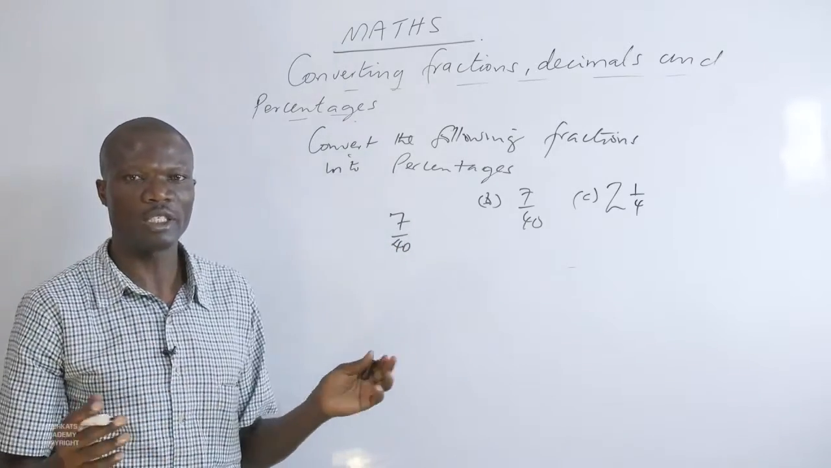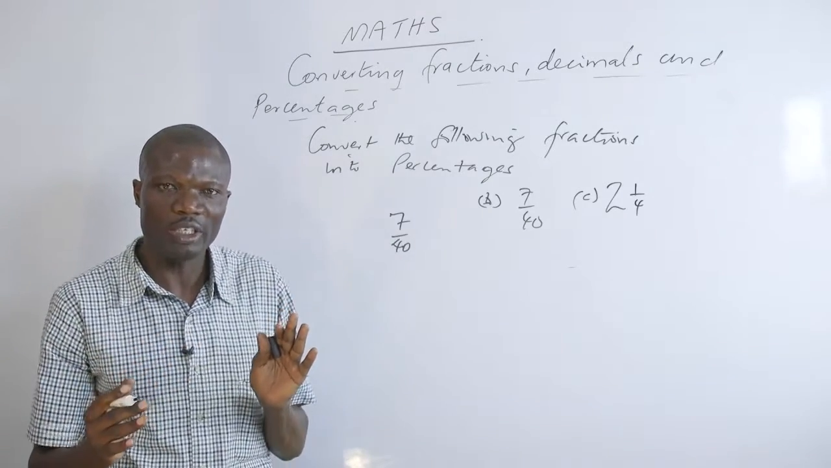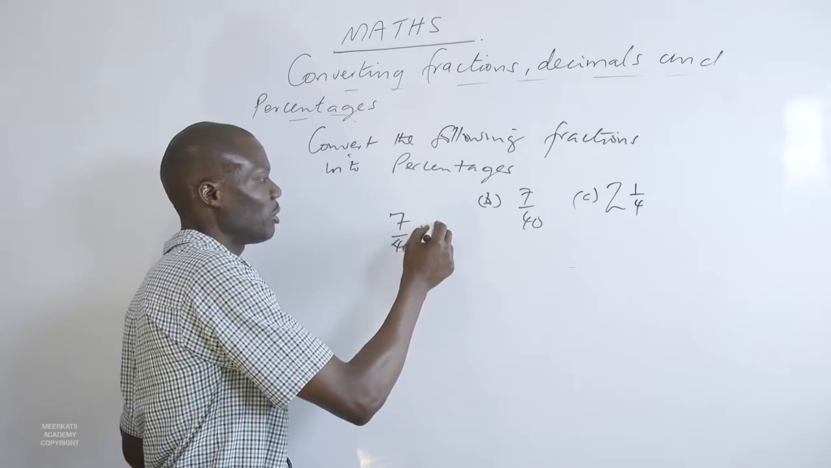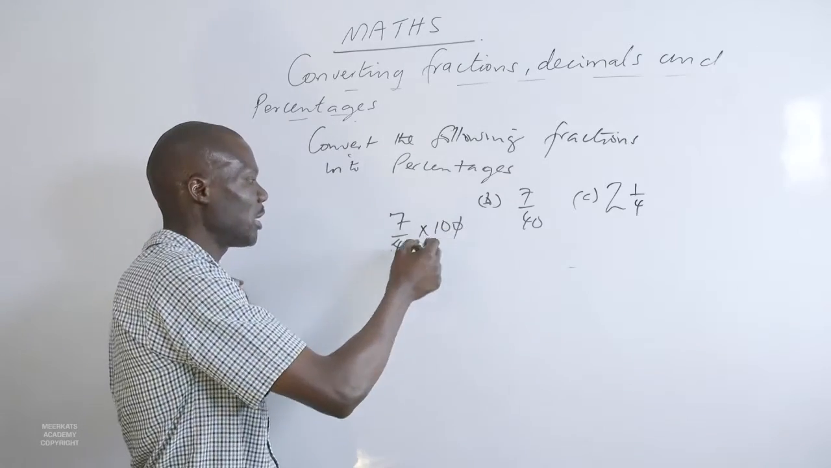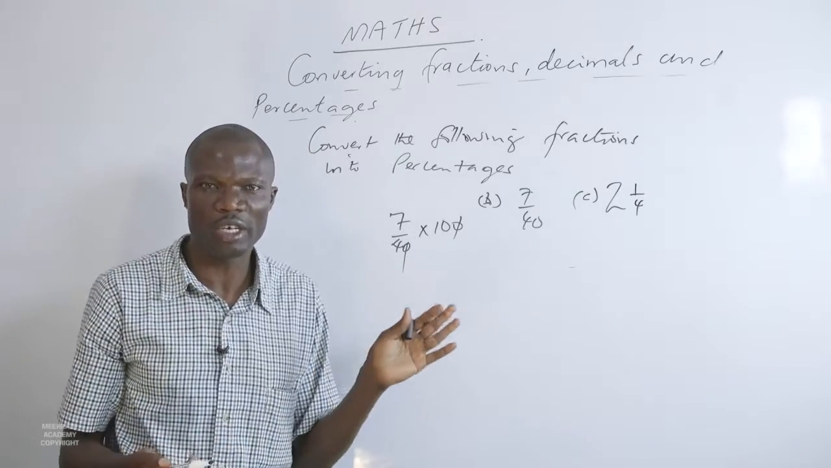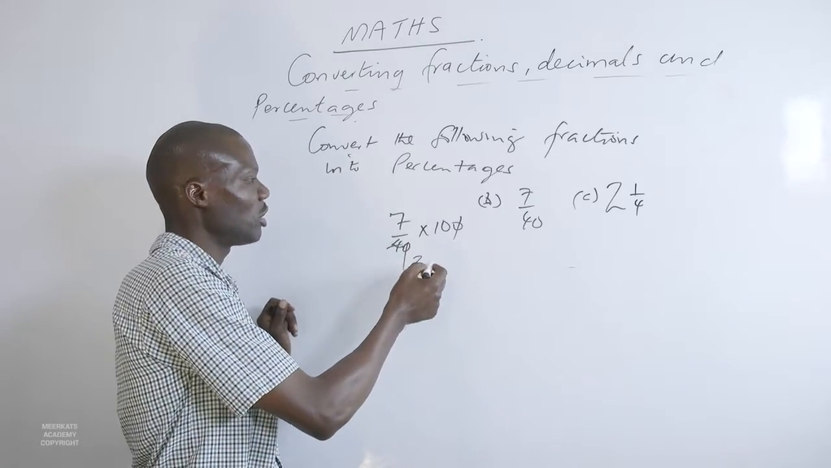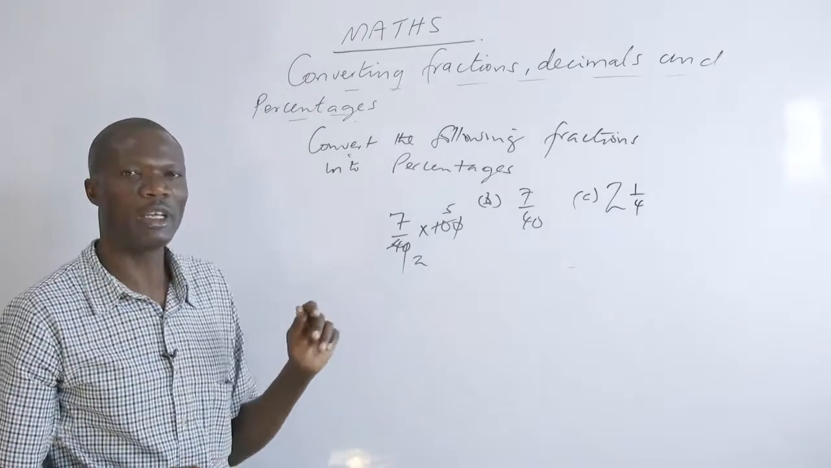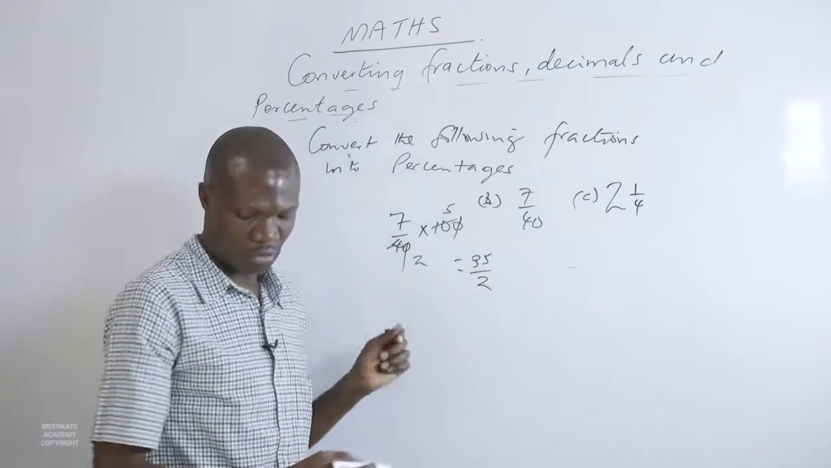Let us now look at 7/40. 7/40, to convert into percentage, multiply by 100. Very good. Simplify where possible. 10 and 10 will go, we remain with 4. 10 and 4 have a highest common factor shared, which is 2. So by 2 is 2, and by 2 up there is 5. 5 multiplied by 7, we shall get 35/2.